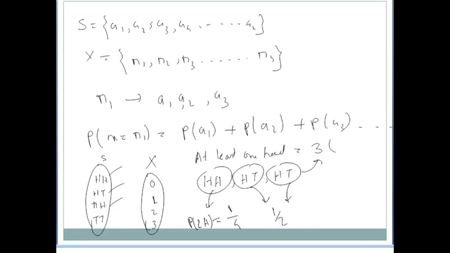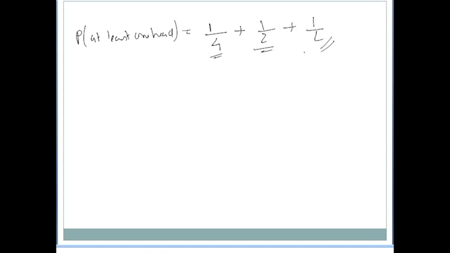Okay, so whenever we are finding the probability mass function, the probability for at least one head will be how much? This will be the probability for one head, this for two head, this for one head, and this again for one head. So the probability for at least one head will be 1 by 4 plus 1 by 2 plus 1 by 2.